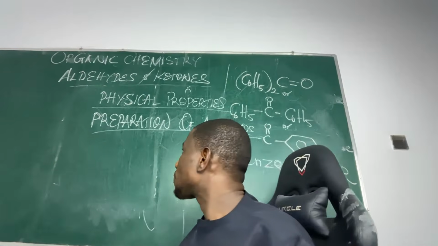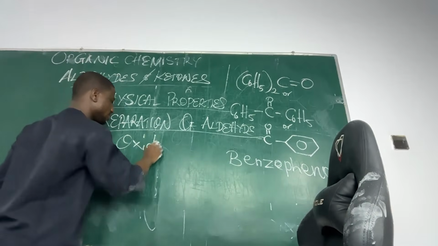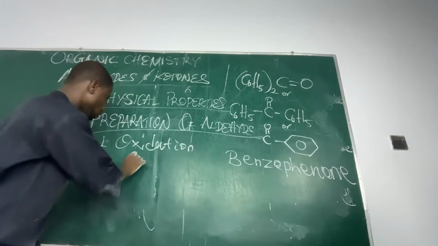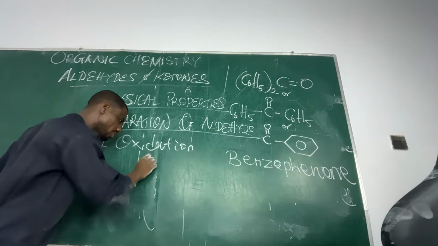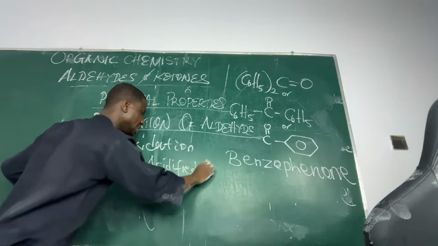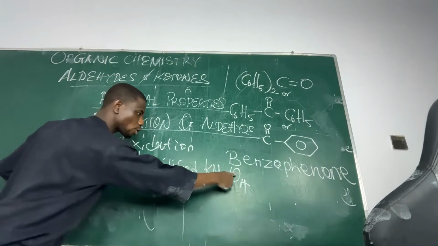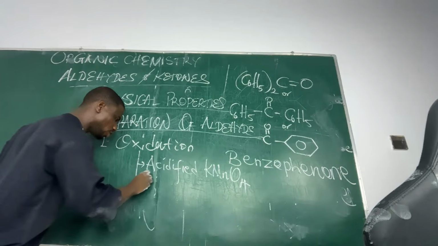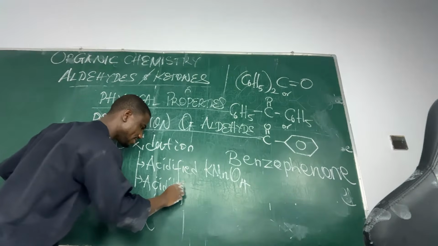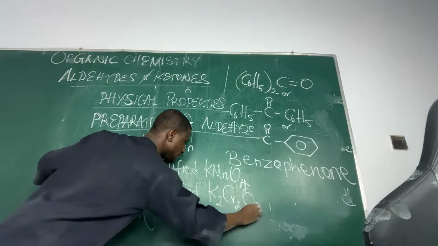Oxidation of primary alkanol. Number one is the oxidation. So what are the reagents we're going to use? The reagents we can use are acidified KMnO4, potassium permanganate or potassium tetraoxomanganate(VII), or we can use acidified K2Cr2O7.